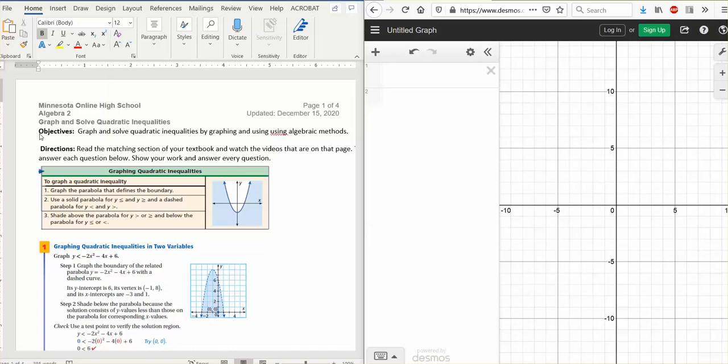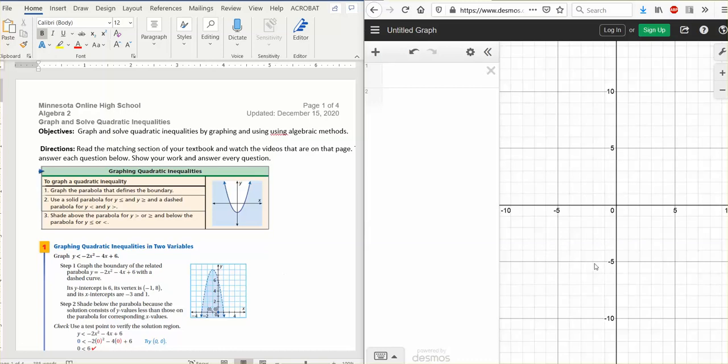Some of the problems on your Graph and Solve Quadratic Inequalities worksheet. You will want to have Desmos open and ready to go because graphing these with technology will be required for quite a few of them, and it makes the problem a lot easier than trying to do it by hand.